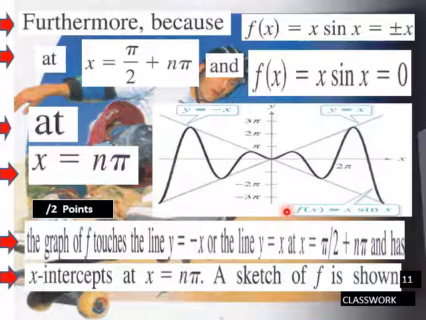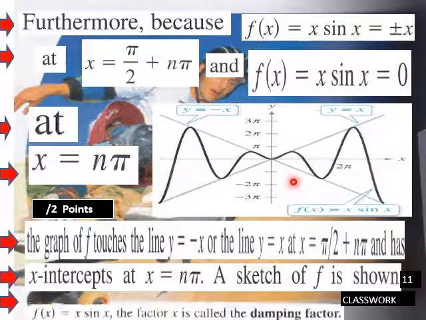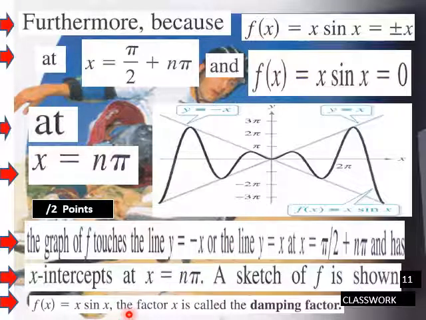A sketch of f is shown. So we're showing f of x equals x sine x, which is this thing here, which is contained within these identity functions here. For f of x equals x sine x, the factor x is called the damping factor. So we're damping it by x here.